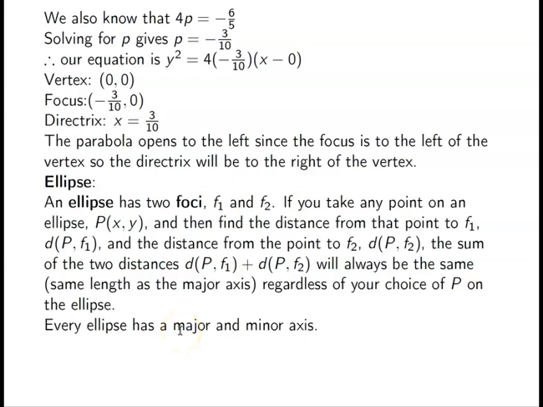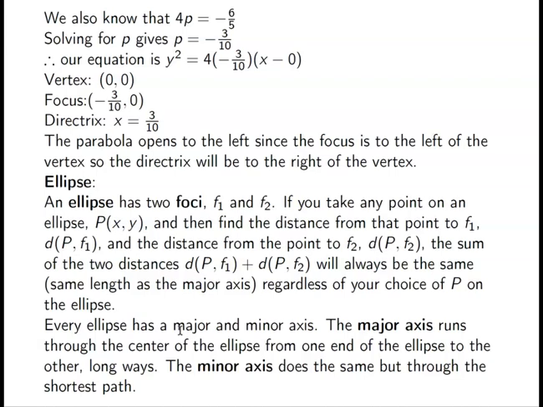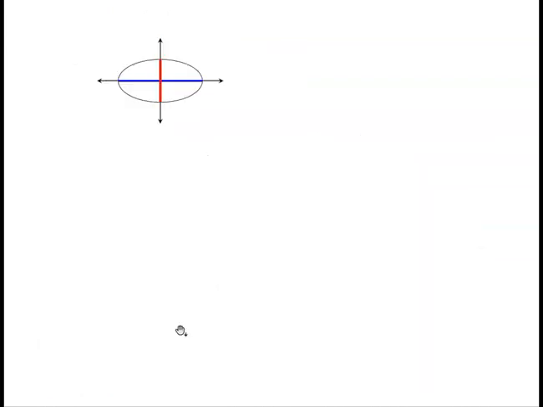So every ellipse has a major and a minor axis. The major axis runs the long way through the ellipse, through the center, okay? The minor axis runs through the ellipse as well, through the center, but it connects the short ends of the ellipse. Okay? So like this. On the long ends, we call these the vertices. So the vertices are the ends of the major axis, right?